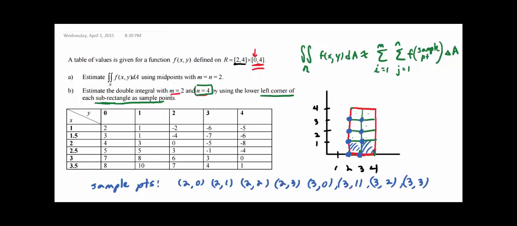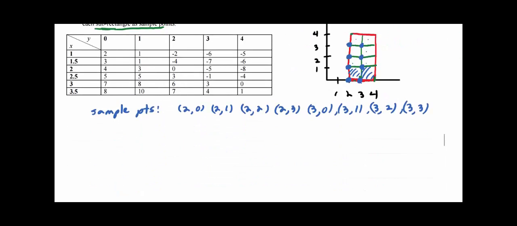So what are we going to do? Well, first we need to find delta A, so let's do that. So how do we find delta A? Well, remember what delta A is. Delta A is an area element of one of these subrectangles, delta x times delta y.